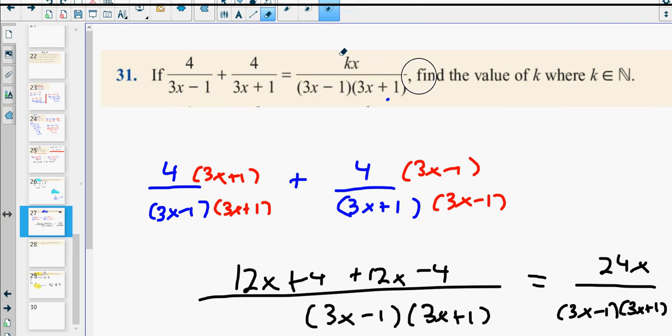Oh, that must mean that's 24. K equals 24. Any questions?